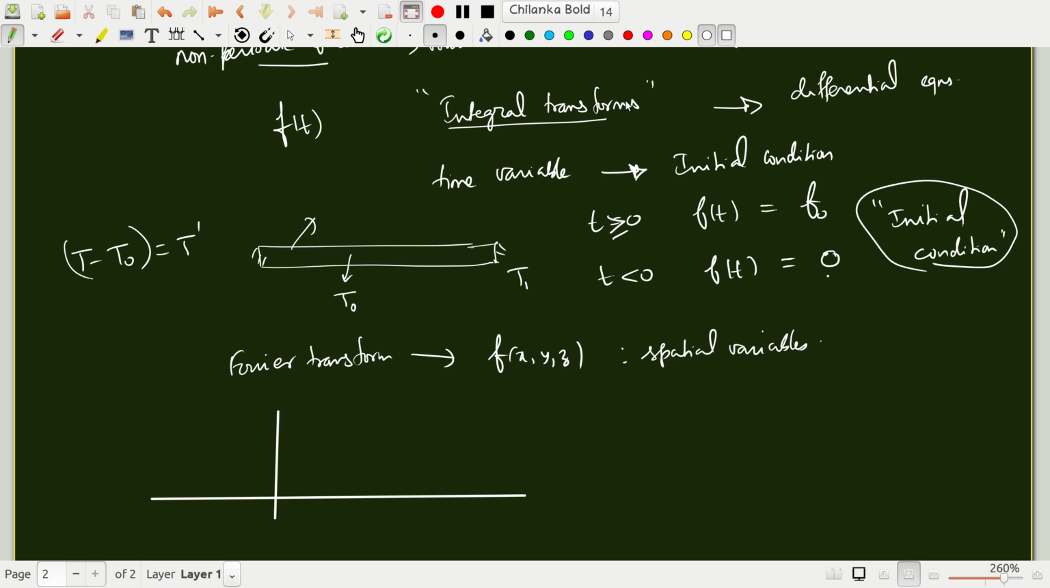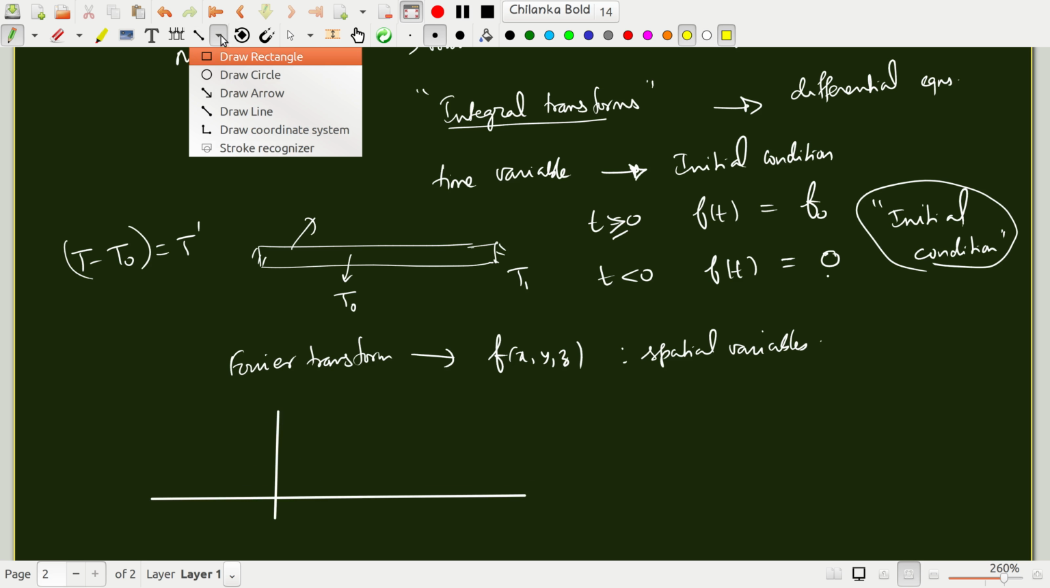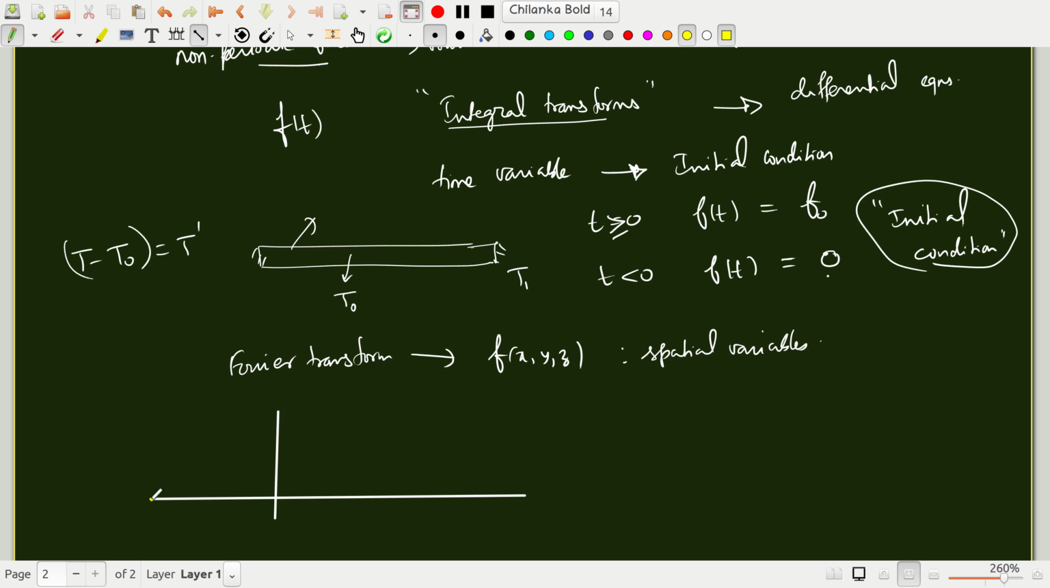Now I say I have a function which is 0 for t less than 0, and for t greater than or equal to 0, the function takes a value of 1. So this is f of t versus t. This is t equal to 0. This is where the function f of t is 0. Let's say f of t is 1 forever for t greater than or equal to 0.